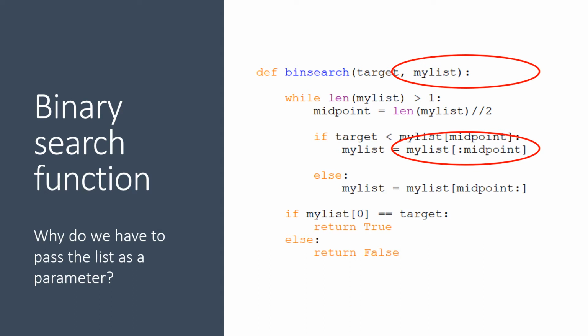The reason is because we change the value of mylist within the function. We slice it in half, it gets smaller and smaller. If we're changing the value of a variable, we need to pass it as a parameter. If we're not changing it, we're just looking at it, we don't need to pass it as a parameter. So the binary search function changes the list, and that's why we have to pass the list as a parameter. This also changes the way that we call the function in the main program. So let's have a look at that now.